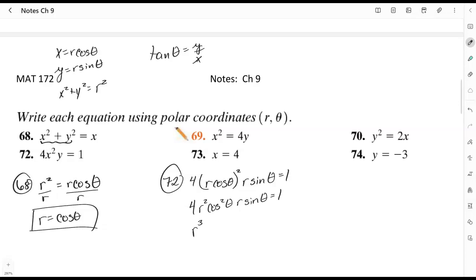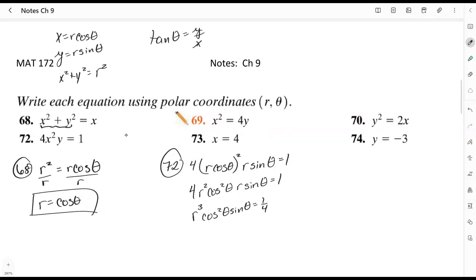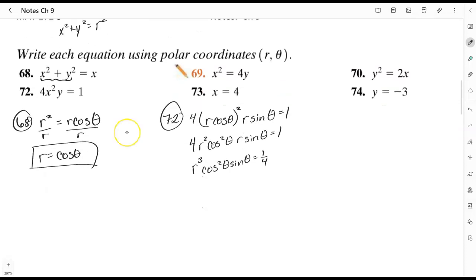I'm going to put the r's together. I'm just going to move that 4 to the other side. So there's our final answer there.